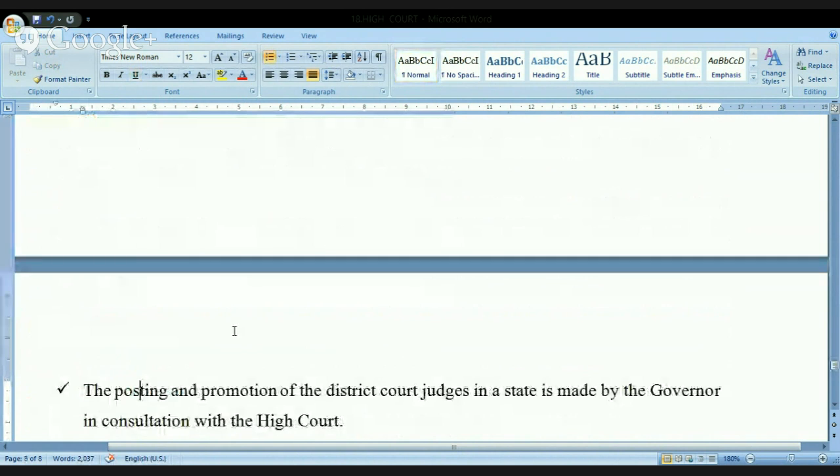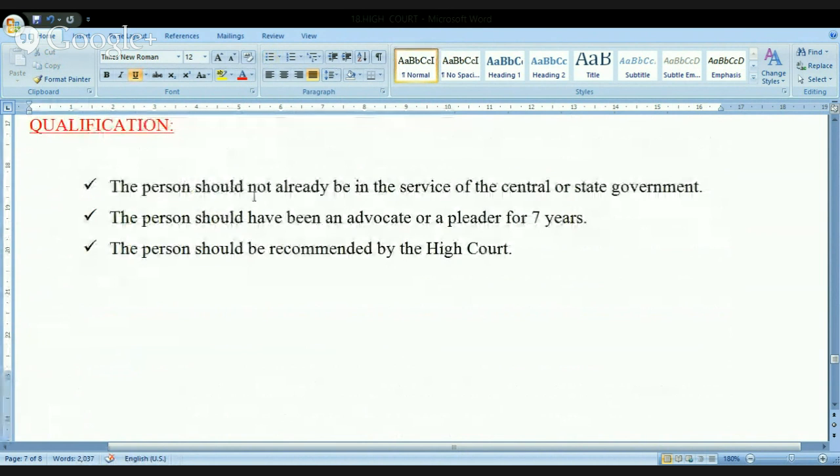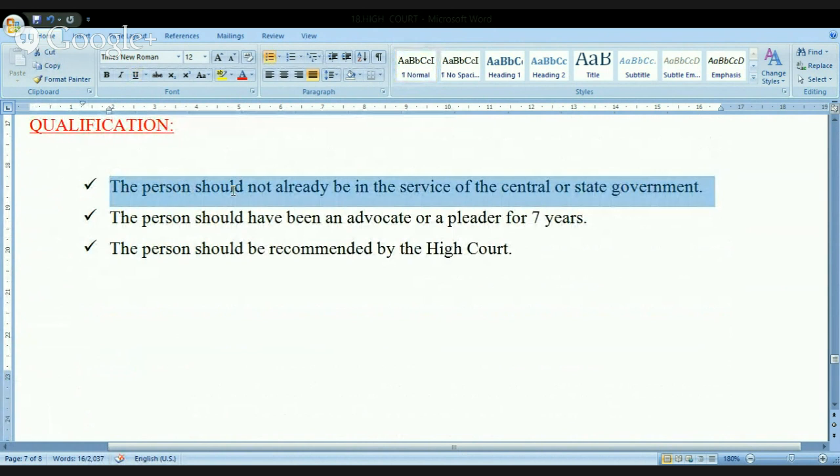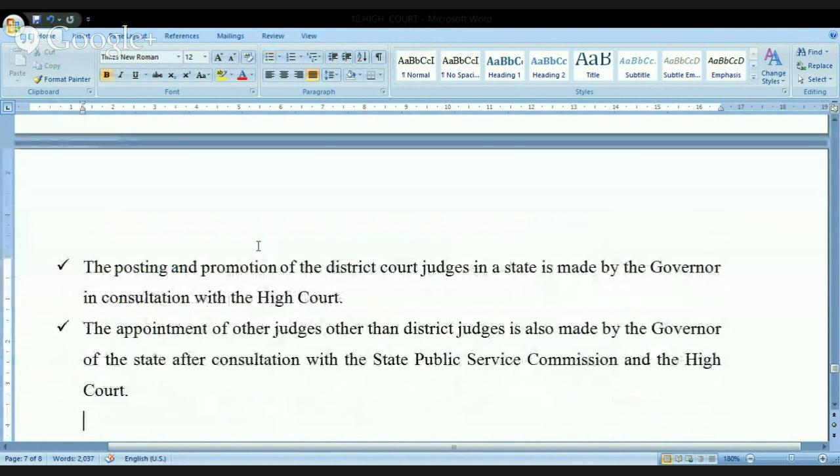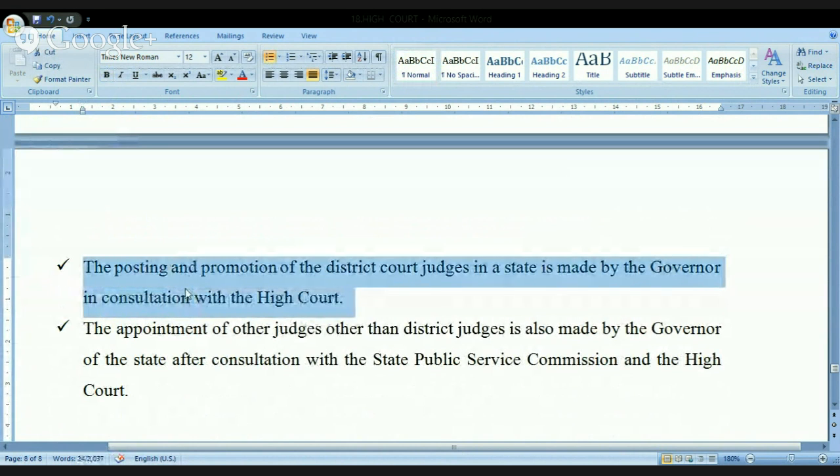What are the qualifications? Look at this, simple. The person should not already be in the service of the central or state government. The person should have been an advocate or a pleader for 7 years. And the person should be recommended by the High Court. Anybody with this qualification can be appointed as the District Court judge. Look at this. The postings and promotions of the District Court judges in a state are made by the Governor in consultation with the High Court.